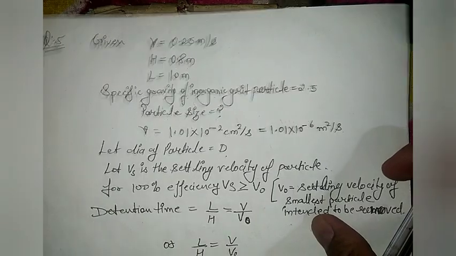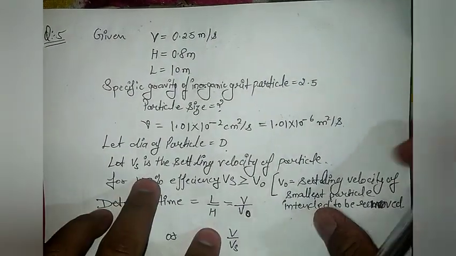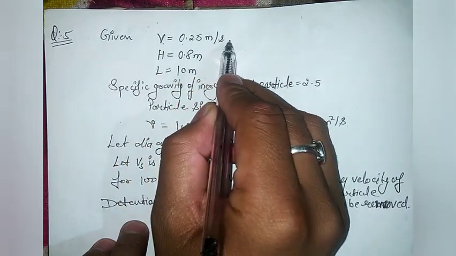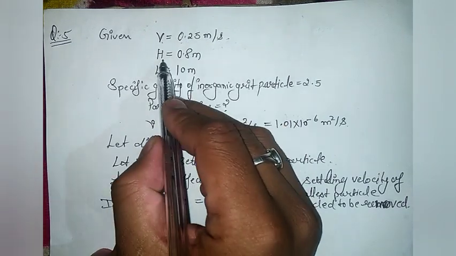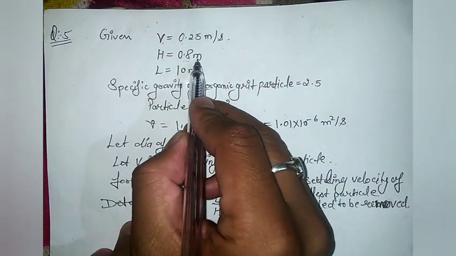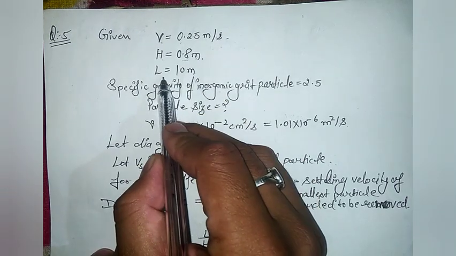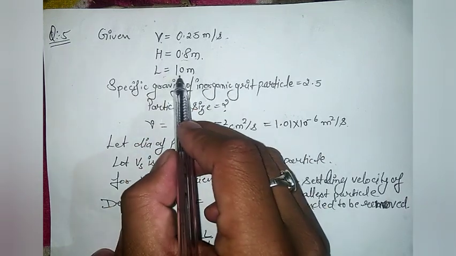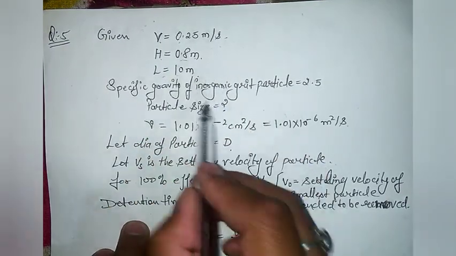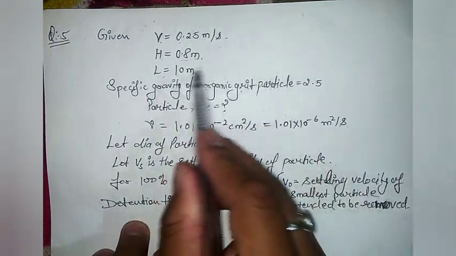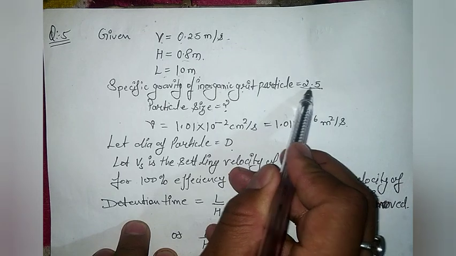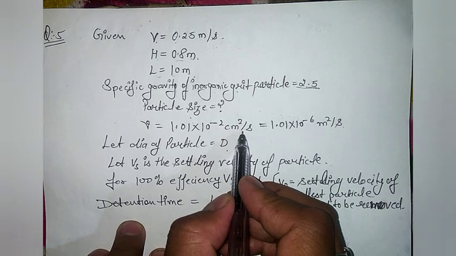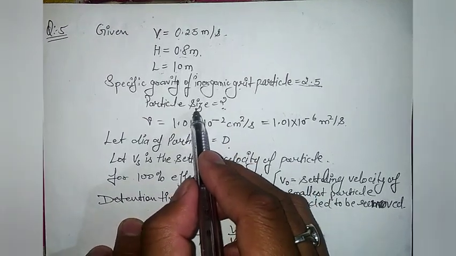So here, first of all, what is given to us? We are provided with the velocity of flow, that is 0.25 meter per second, and the depth of the flow is also given, that is 0.8 meters. The length of the settling zone, the length of the tank, is also given as 10 meter. Now the specific gravity of the inorganic grit particle that we need to remove is given as 2.5, and the particle size we need to calculate.